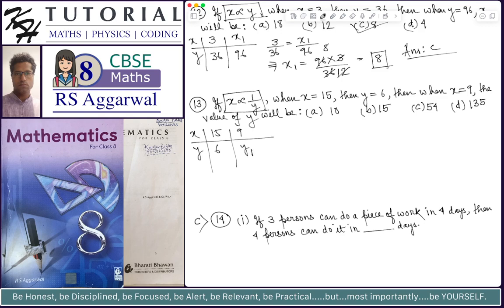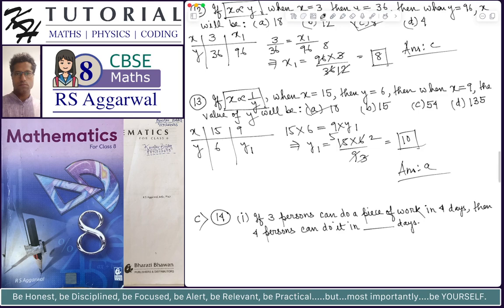Now since the two quantities are inversely proportional to each other, we must have their product to be a constant. So we must have 15 multiplied by 6 is equal to 9 multiplied by y1. So this implies y1 is equal to 15 multiplied by 6 divided by 9. So 3, 3, 3, 2, 3, 5. This is 10. So the value of y is 10 when the value of x is 9, and hence the correct choice is A.